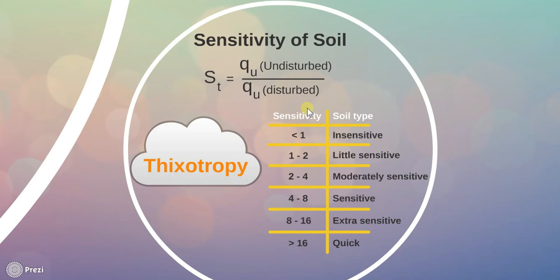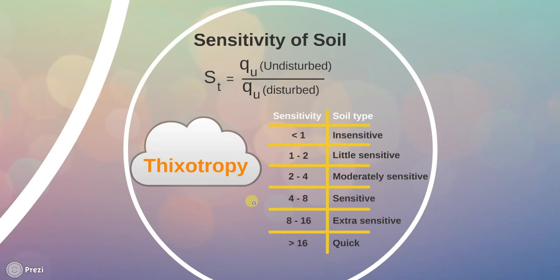Depending upon the sensitivity of the soil, soils can be classified as follows. If sensitivity is less than 1, the soil type will be insensitive. If the range is between 1 to 2, it is little sensitive. If it is between 2 to 4, it is moderately sensitive. If between 4 to 8, it is sensitive. If 8 to 16 is the range, then it is extra sensitive. And if the sensitivity of any soil is greater than 16, it is quick.